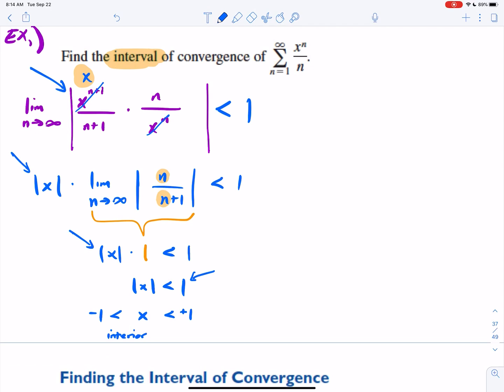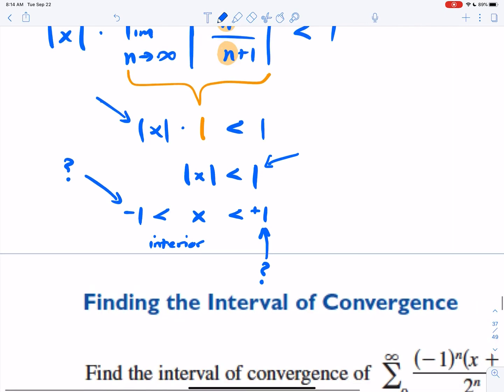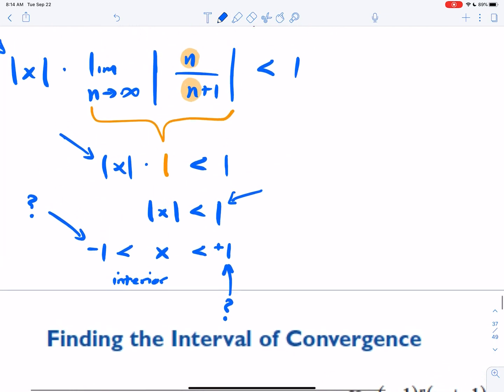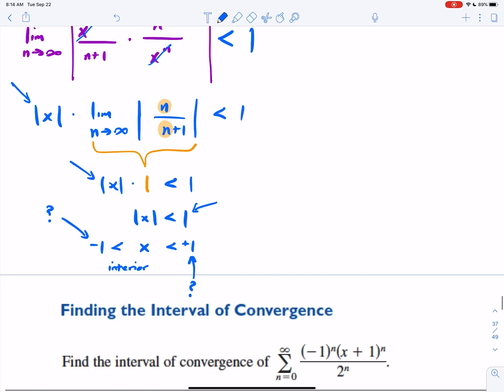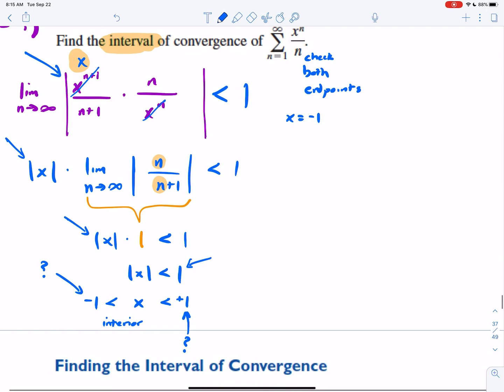You're not quite done yet, okay? The only thing left in question right now is, can I include the negative one and can I include the positive one? The ratio test doesn't really prove that for us there. So what we do is we have to check it separately. We're going to check both endpoints. I'll write it out so you guys can have it in your notes too. Check both endpoints. Separately, we're going to check what happens when x is negative 1, and then we're going to see what happens when x is positive 1.